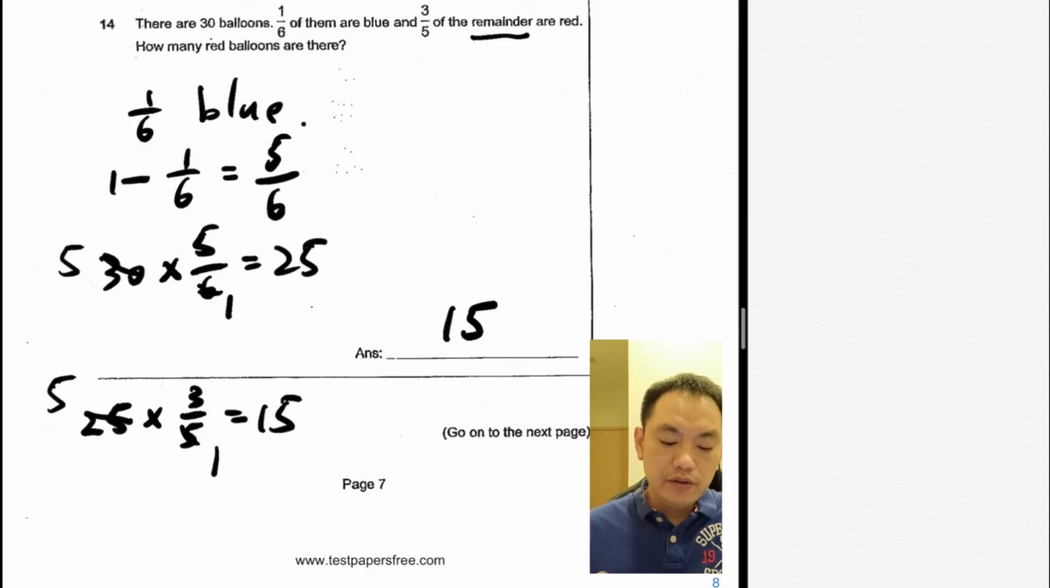Okay, so in the beginning, the question tells you 1 over 6 of the balloons are blue. Then the remainder is what? It's the whole thing, 1 minus 1 over 6, which means 5 out of 6 is the remainder, and then 3 over 5 of the remainder is red, so you took the remainder, which was 25, and then multiplied by 3 over 5. Okay, so this is quite straightforward multiplication of a fraction. I didn't go into the detail, but let me know if you need me to explain in more detail.